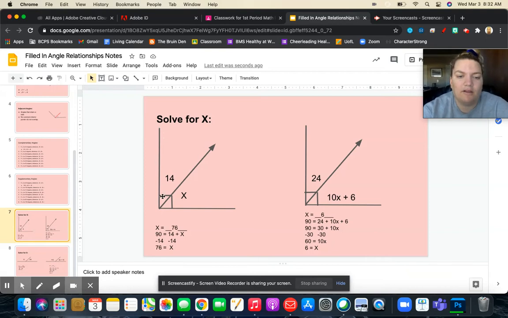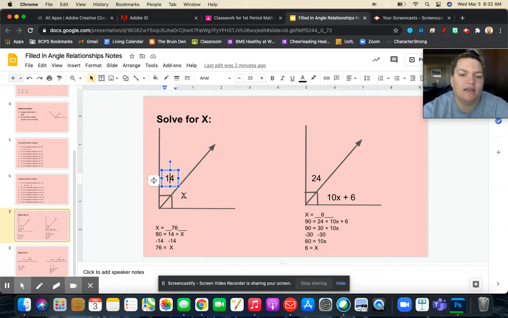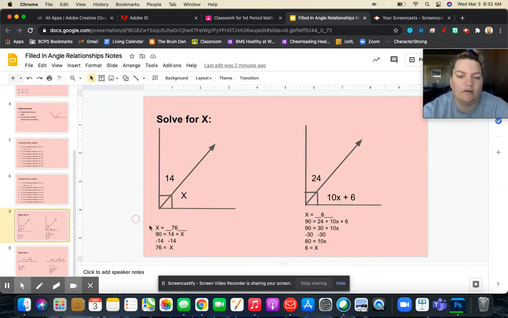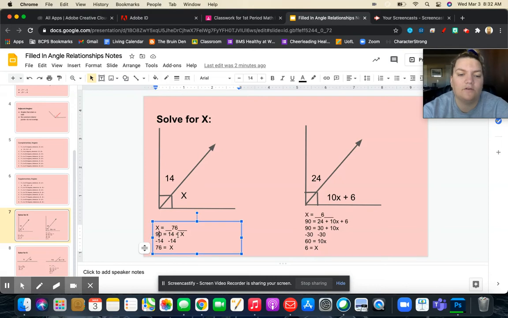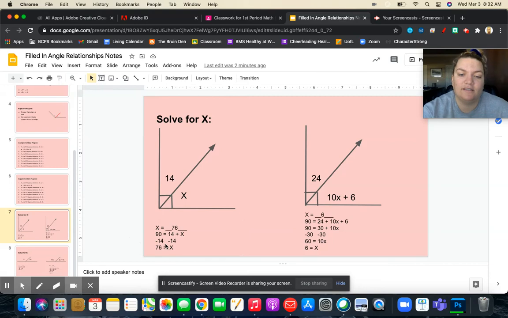So these are complementary angles that equal a right angle. And if we just have x and another unknown, we know that 90 equals 14 plus x. If we subtract 14 on both sides, 76 has to be our x value. I'm pretty confident we can do those pretty okay.